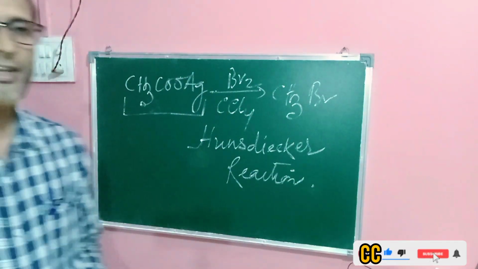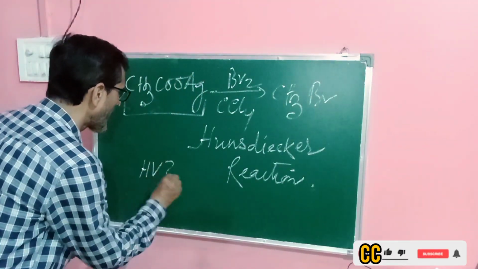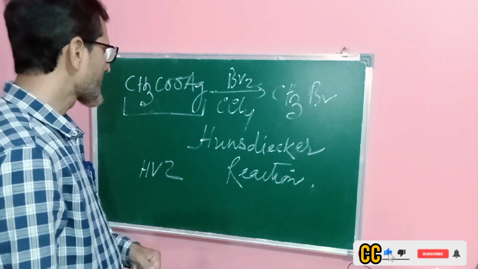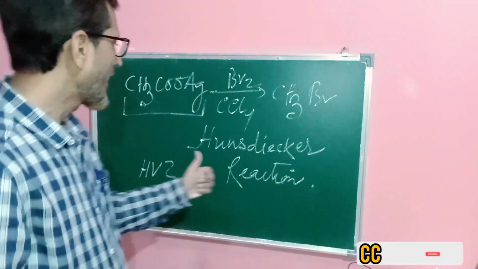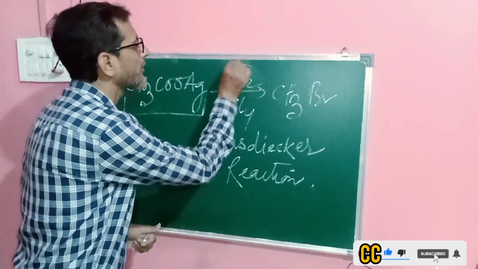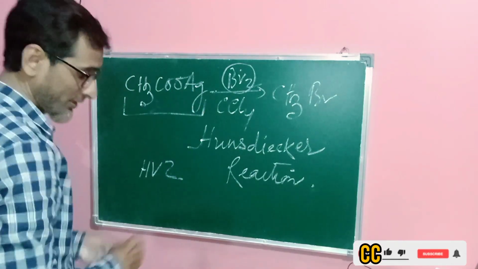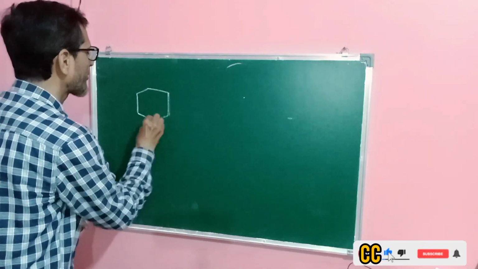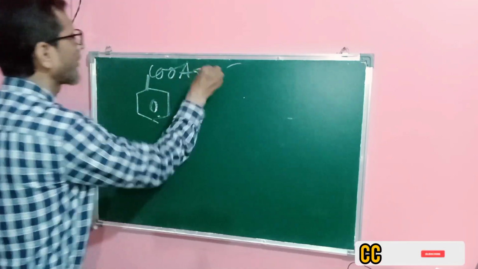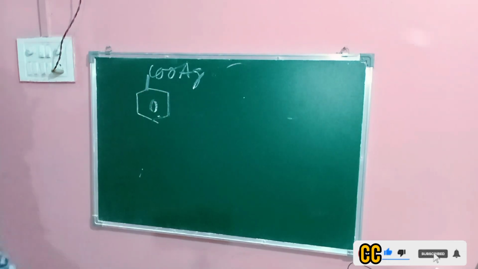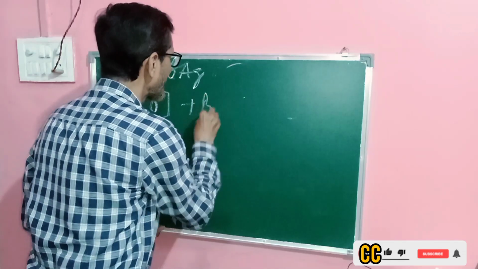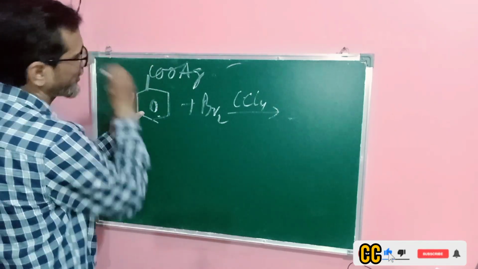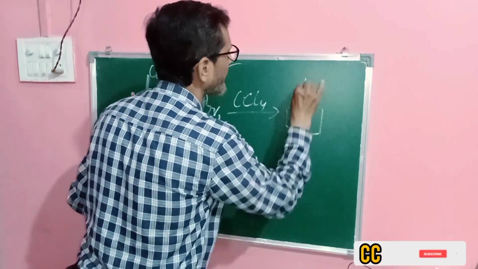If you can recall, one is the HVZ reaction, Hell-Volhard-Zelinsky reaction, where alpha hydrogen is replaced by halogen in presence of phosphorus and halogen. Another reaction is the Hunsdiecker reaction. Just keep in mind: bromine in carbon tetrachloride and silver salt. Sometimes, to confuse you in the exam, the question appears in this way: silver benzoate, or silver salt of benzoic acid, and you will be given bromine in carbon tetrachloride. Simple. The alkyl part is replaced by bromine, as in the earlier reaction. Now benzene, bromine, bromobenzene.